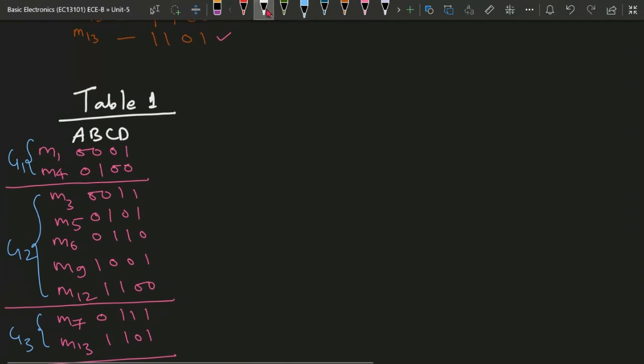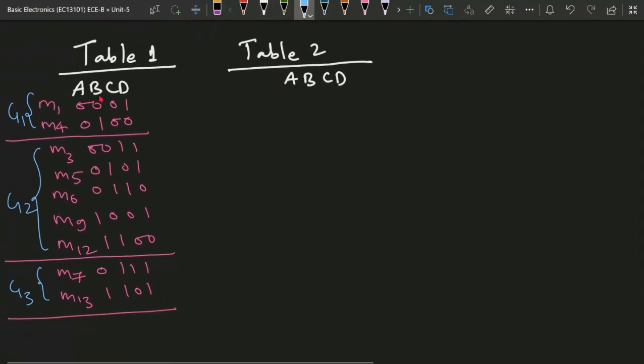So after table 1 we will be going for table 2. Into table 2 again we will be considering the A, B, C, D values, but after grouping. So how will the grouping be done? We will be doing the grouping based on the comparison. So now we will be comparing the M1 term with M3, meaning each term of group 1 will be compared with each term of group 2.